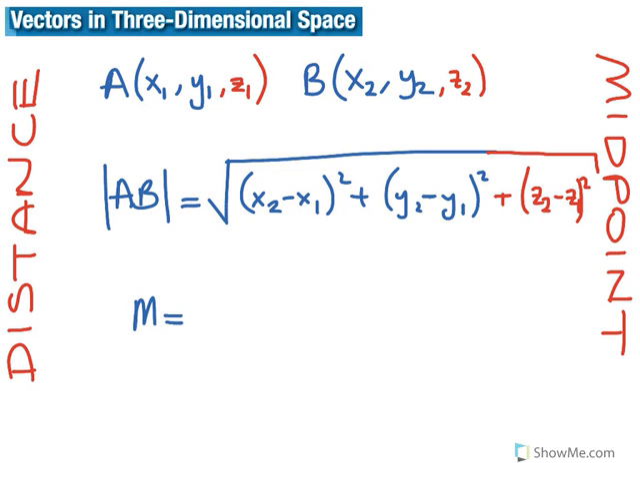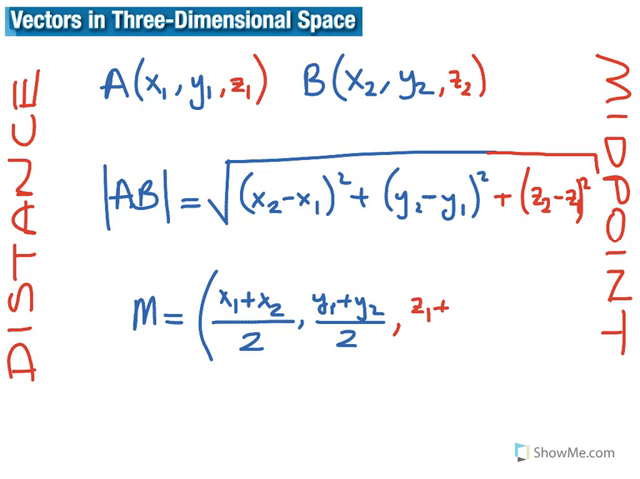And when it comes to midpoint in the two-dimensional plane, it was kind of the average of the coordinates, x1 plus x2 over 2 and y1 plus y2 over 2. Now we are going to add the third dimension, which is z1 plus z2 over 2. So let's go through an example.